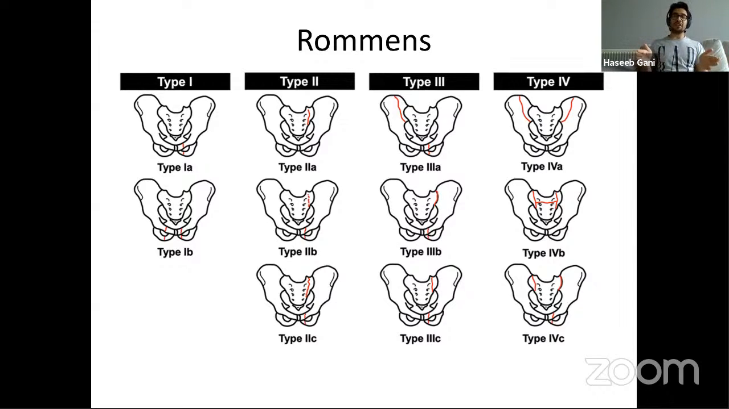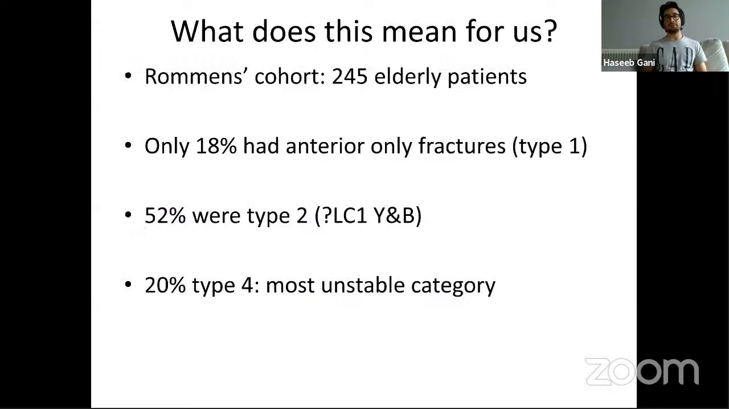So the posterior pelvic ring includes the sacrum and the parasacral ilium. And in type 4, we include the spinopelvic patterns. This is also important because increasing grade or type means increasing instability and potential need for fixation. So what does it mean for us?